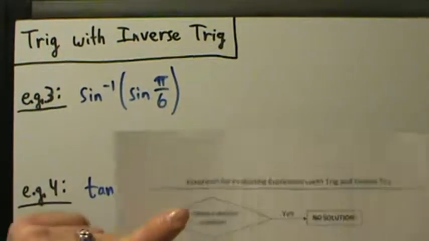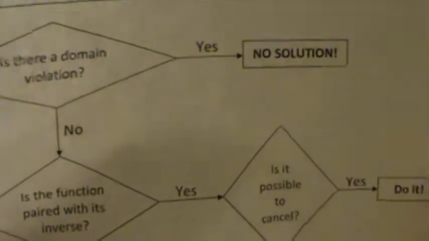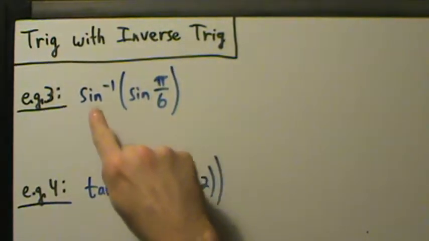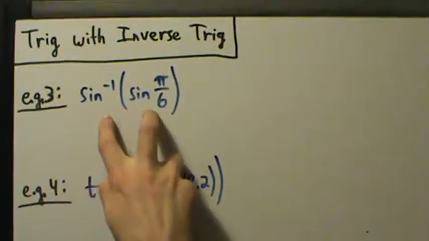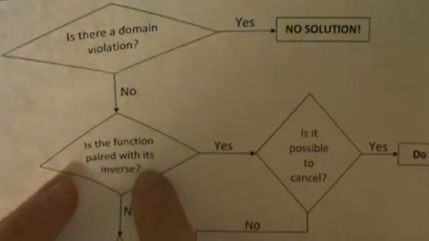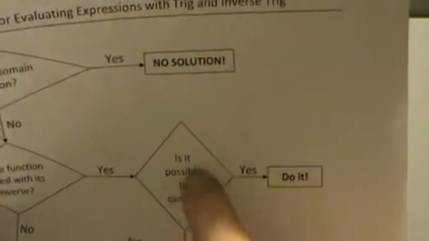So is there a domain violation? No. Is the function paired with its own inverse? Yes, it is, because it's sine paired with the inverse sine. Now, the inverse function is on the outside, but we don't care about that yet. We don't care which one's on the outside, which is on the inside. All we care about at this point is the function paired with its own inverse? And yes, it is. So is it possible to cancel?